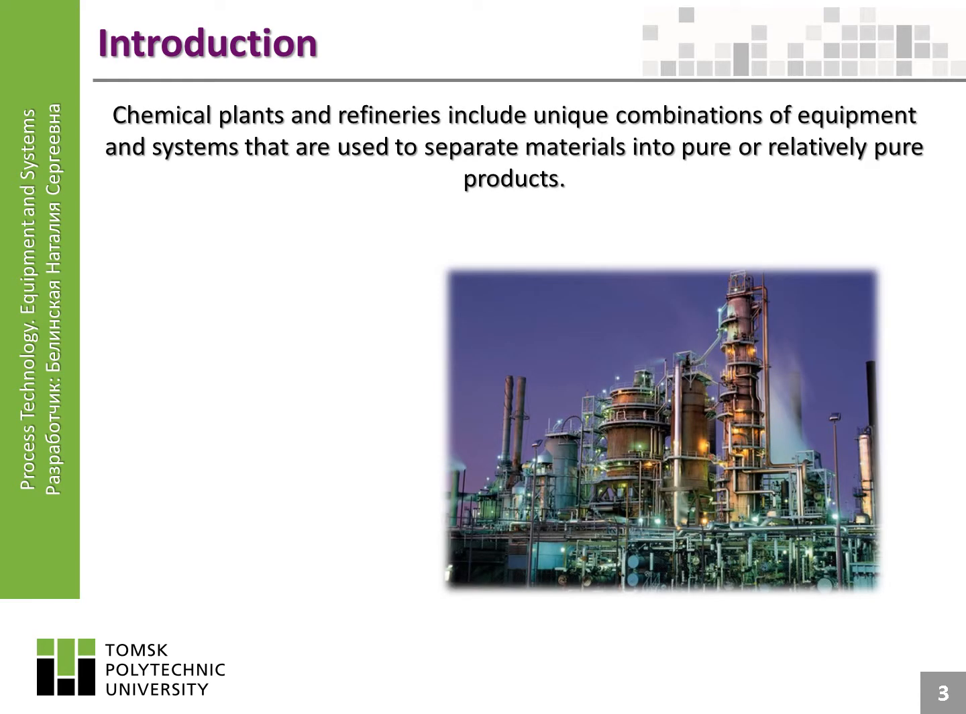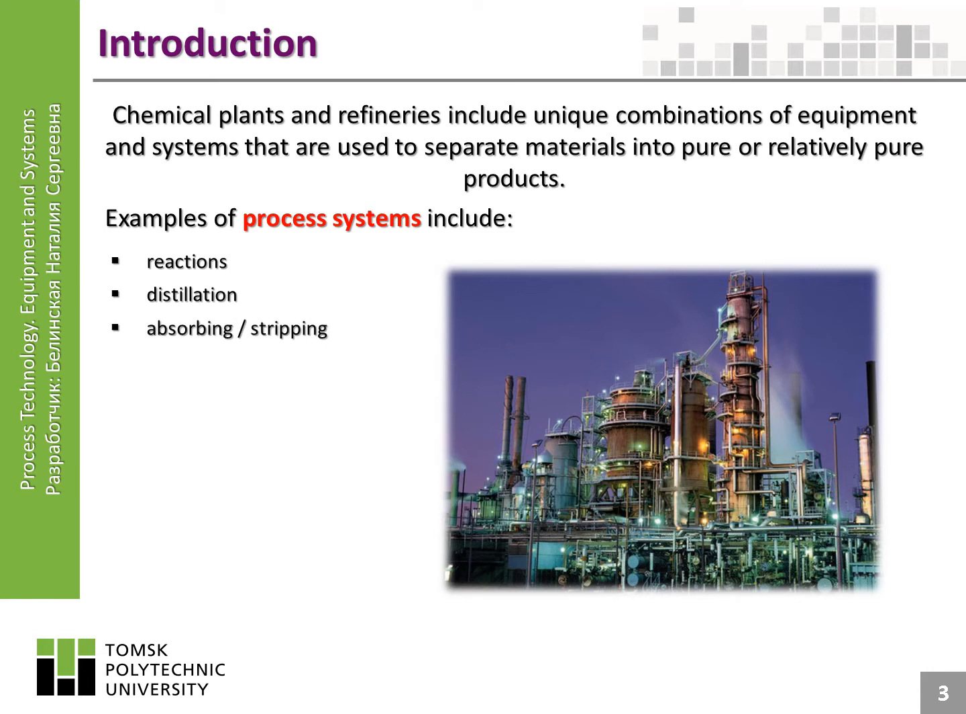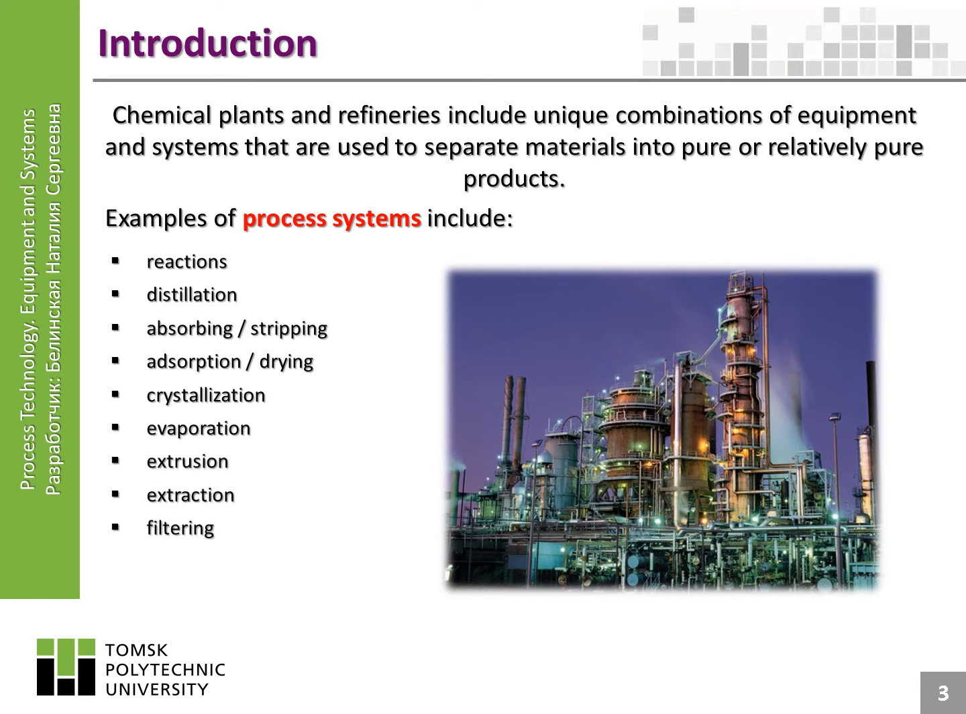Chemical plants and refineries include unique combinations of equipment and systems that are used to separate materials into pure or relatively pure products. Examples of process systems include reactions, distillation, absorbing, stripping, adsorption, drying, crystallization, evaporation, extrusion, extraction, filtering, screening, utility.